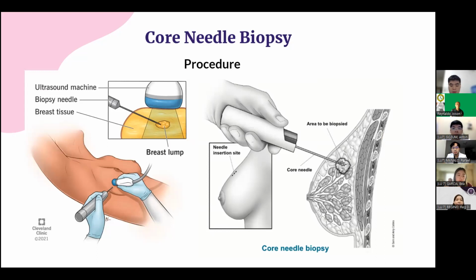There's a device that has the core needle, and while maintaining visualization of the lesion on the ultrasound as well as the needle tip, we can advance the core needle through the incision site, and the device is fired once the needle is in position as seen on the ultrasound. Several samples are retrieved and preserved in formalin to aid in tissue diagnosis.